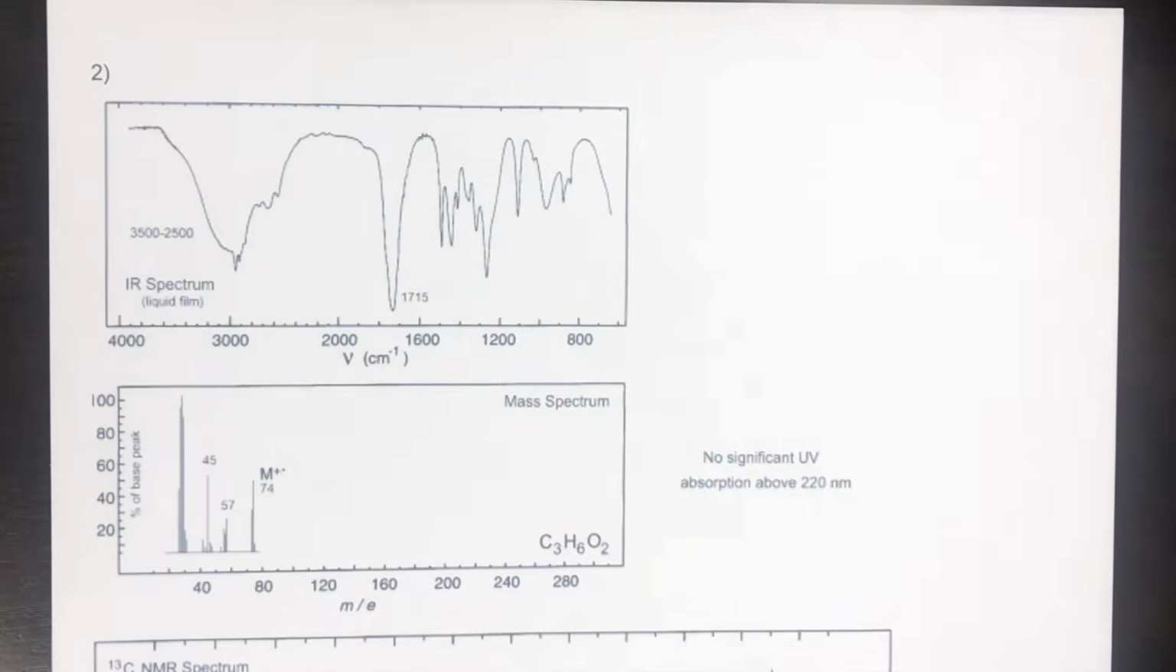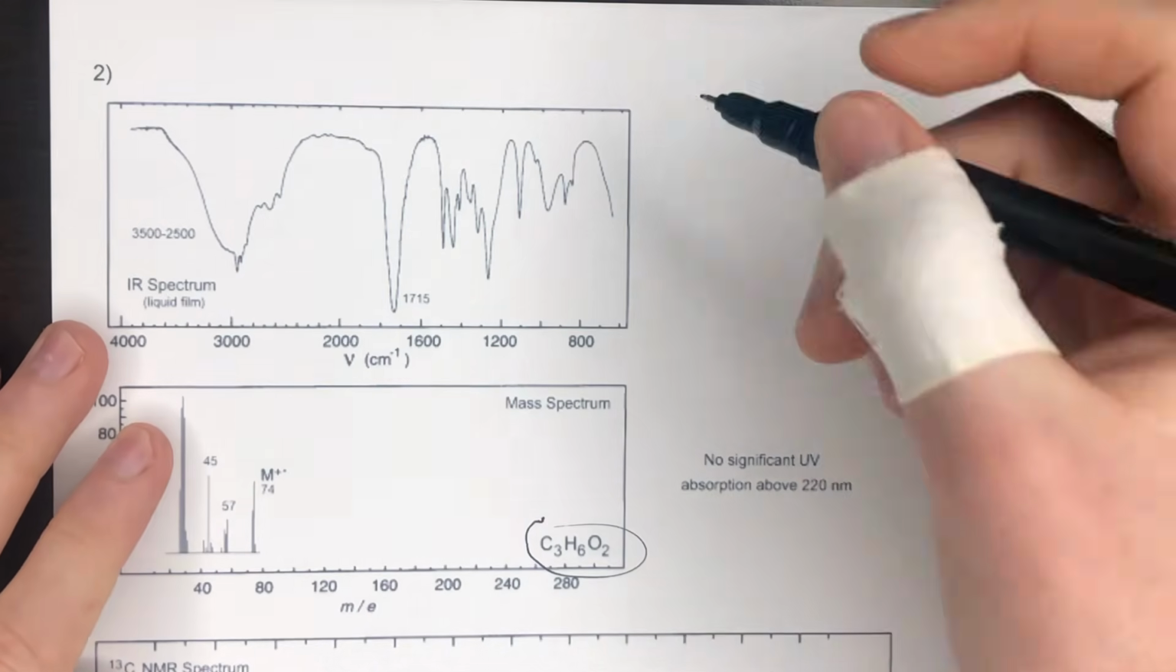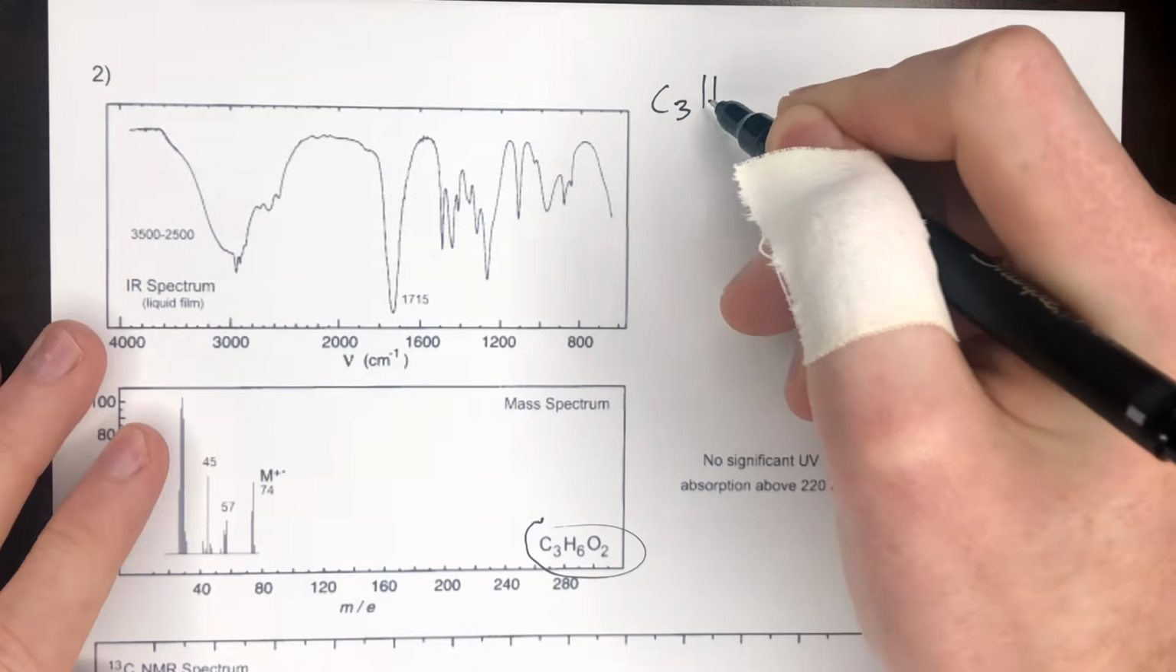All right, here we have another question. So again, this is just determine the structure based on all the spectral data. So the first thing that I always suggest you start with is the degree of unsaturation from the molecular formula, which we have C3H6O2.